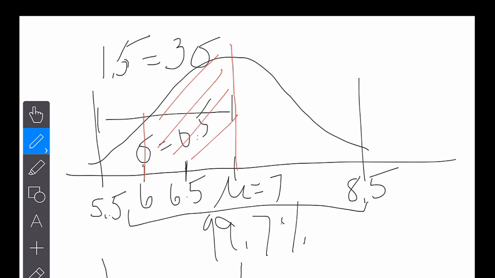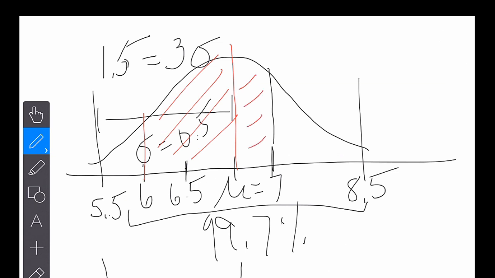The question was to find it between 6 and 7.5, so I have to actually go a little bit over. But that's fine, I can do that. That's going to be here, 7.5, another standard deviation. And I know what that is too, so I can just add that in.